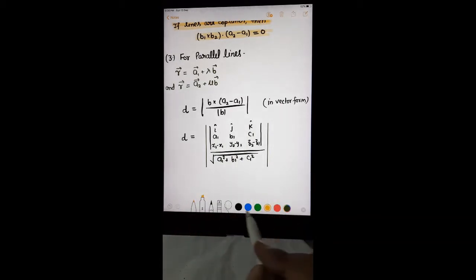Okay, so let us see some problems to solve by using these formulas.